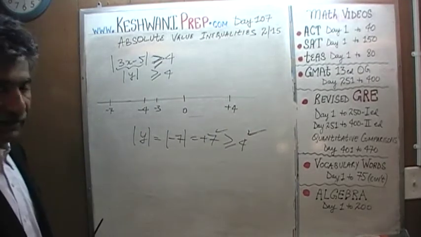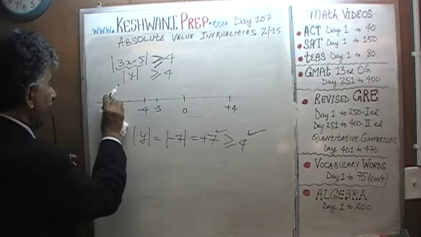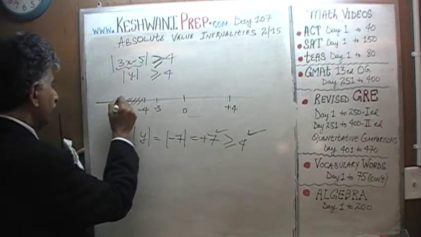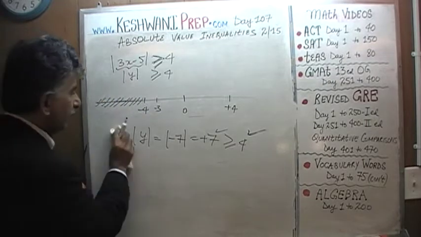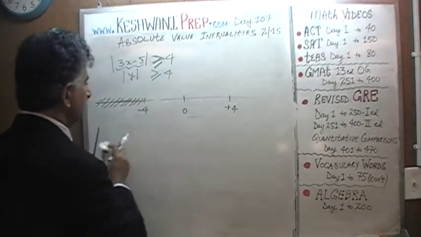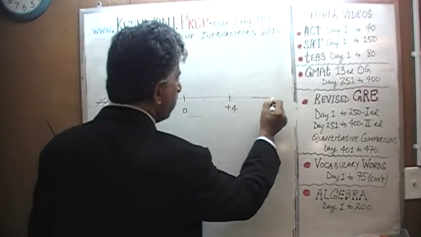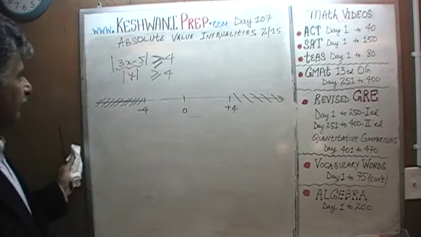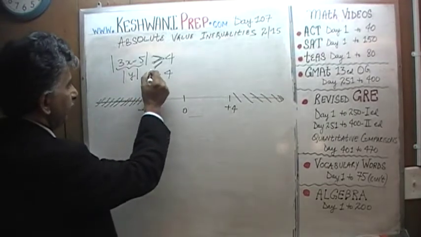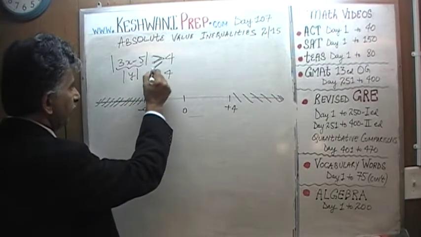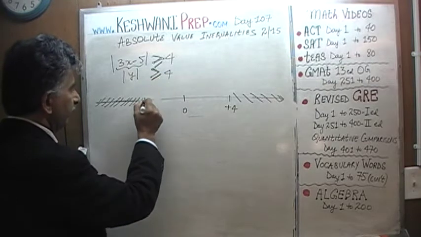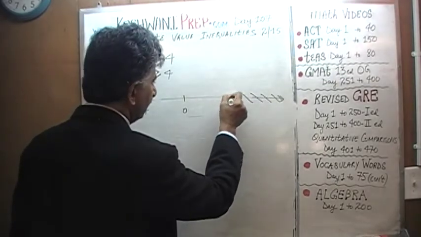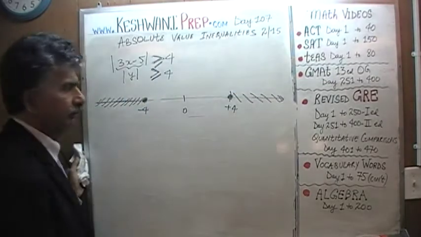Which tells us that the value of y has to lie to the left of negative 4 and to the right of positive 4. And since we're showing this as a y, and there is an equal sign here, greater than or equal to, this equal to sign tells us that we have to include this area. We put a closed circle here. The circle is shown like this, with a closed circle.